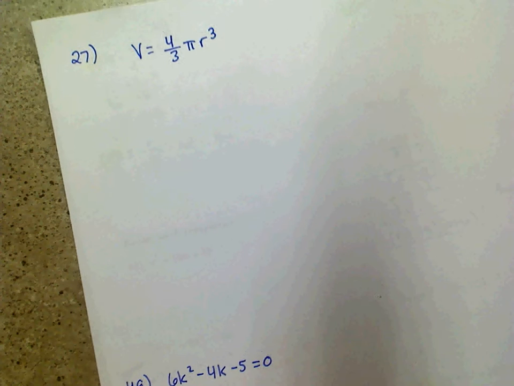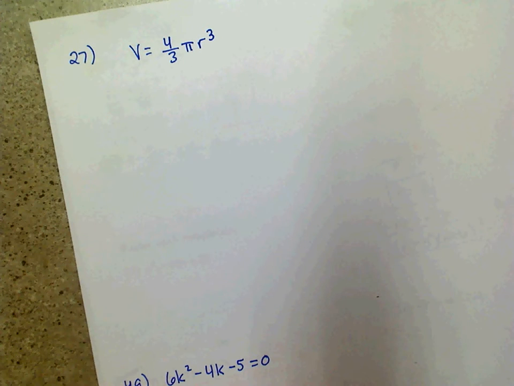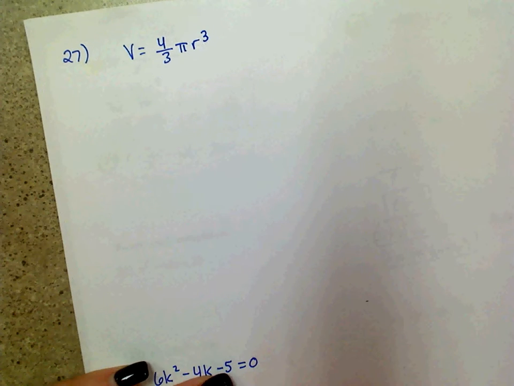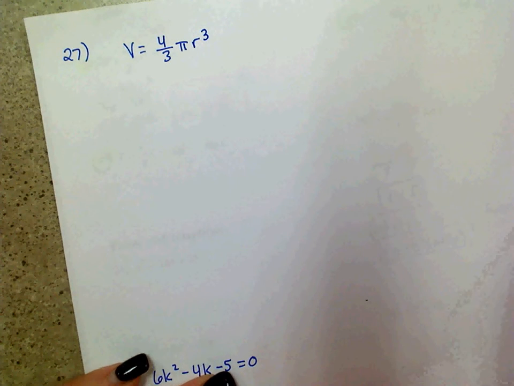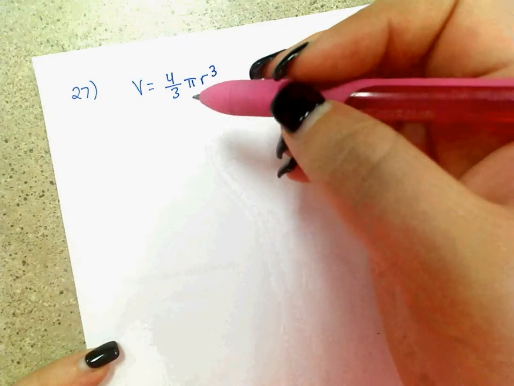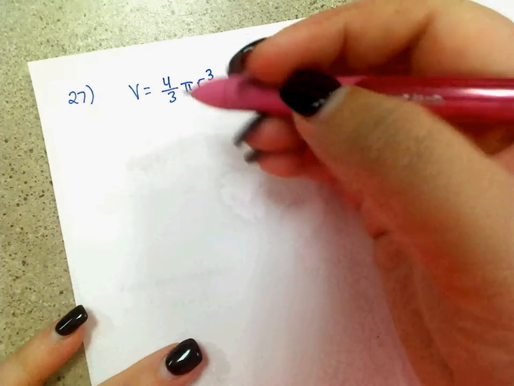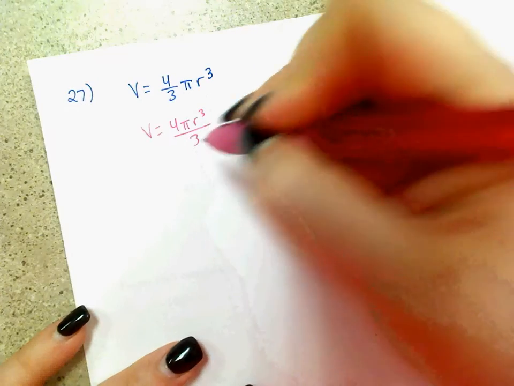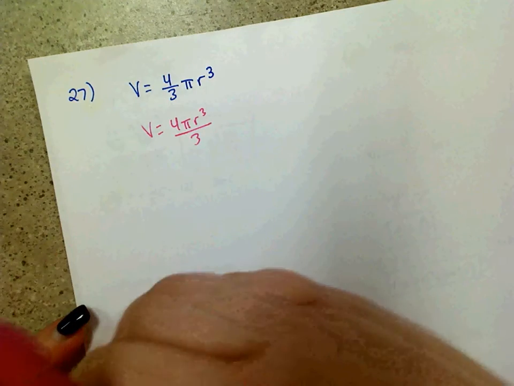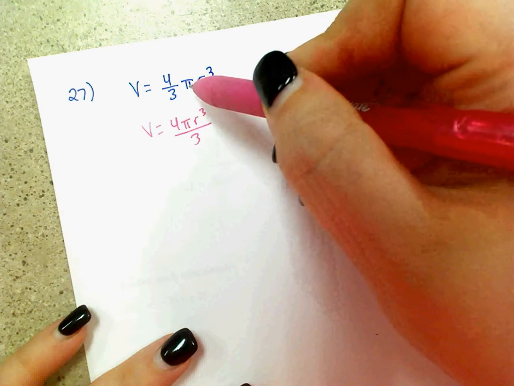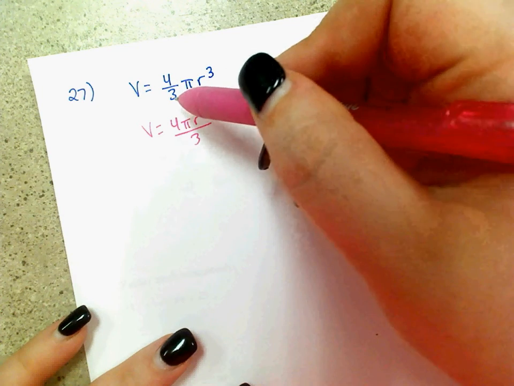Let's go to 27. So 27 says to solve for r. And this is the volume formula for a sphere. So one way to think of this to make it easier on yourself is as this, 4 pi r cubed all divided by 3, because that is exactly what is happening. If I were to take a radius and plug it in, I would cube it, multiply it by pi, multiply it by 4, and divide it by 3. So everything is divided by 3.